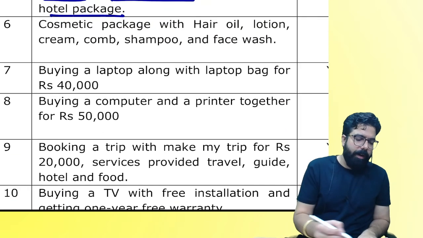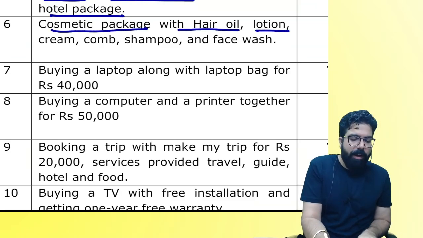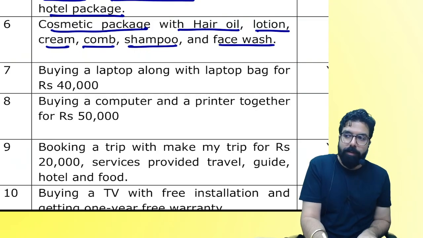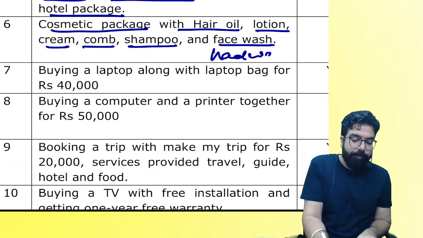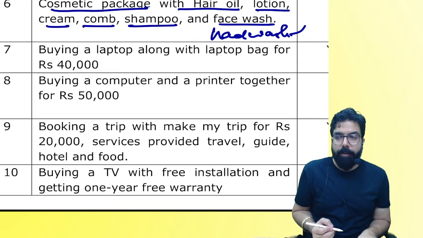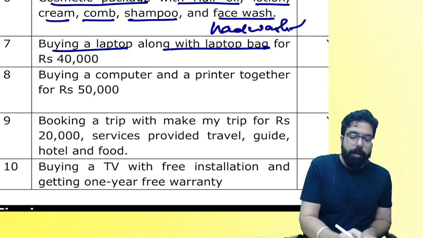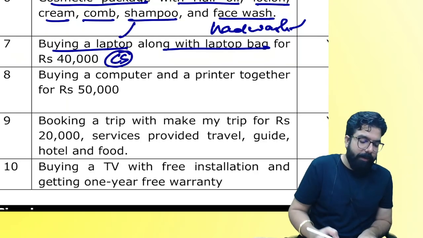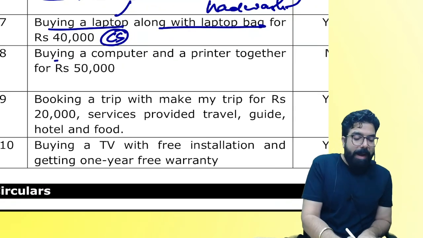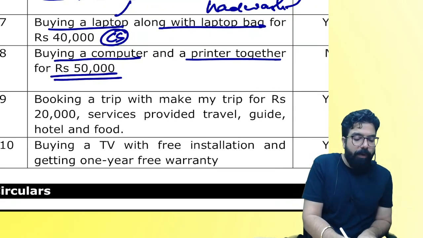Hotel accommodation's rate. Cosmetic package with hair oil, lotion, cream, comb, shampoo, face wash. You put hand wash. Mixed or composite? Mixed. Laptop with laptop bag. Composite. What rate will apply? Okay. Buying a computer and a printer together for 50,000.